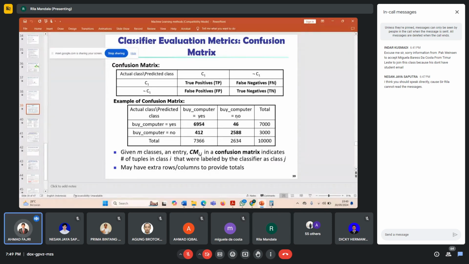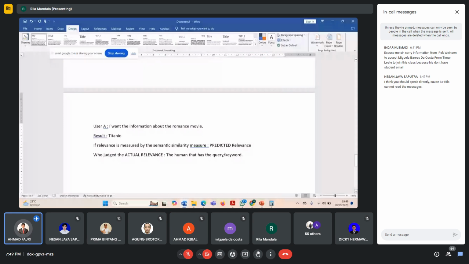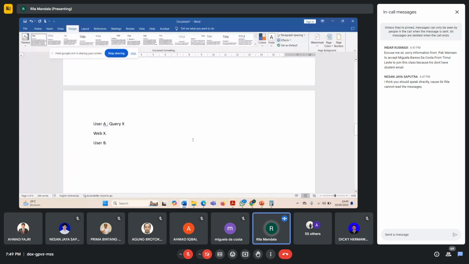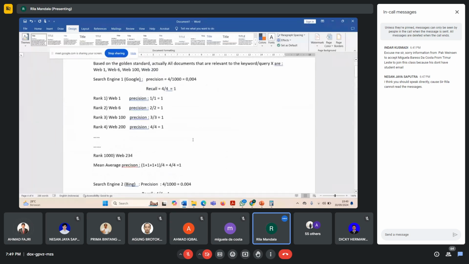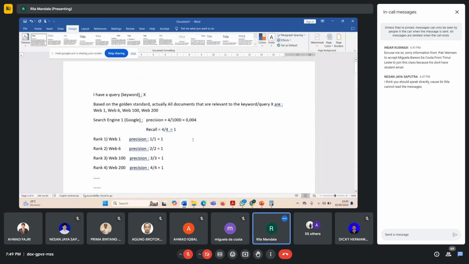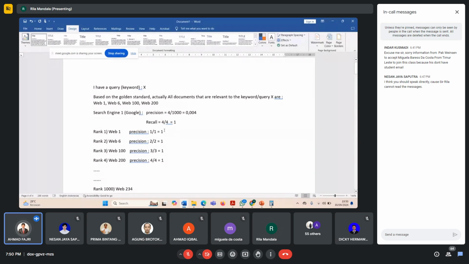Sorry, sir. To calculate mean average precision, is it in predicted relevance or actual relevance? Both of them are possible, sir. Both of them are used. In the calculation, you need both of them.